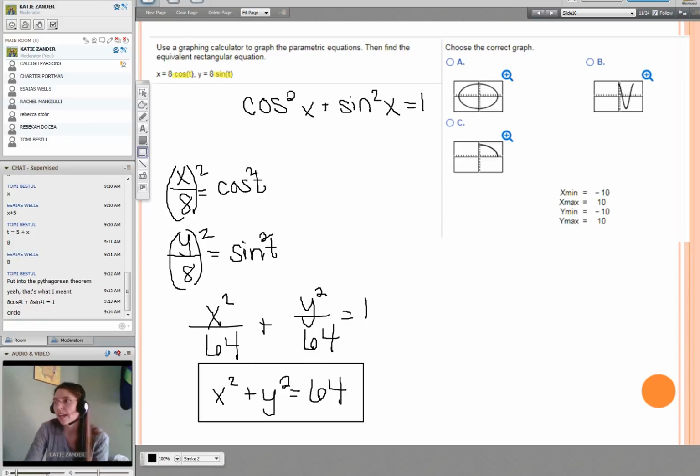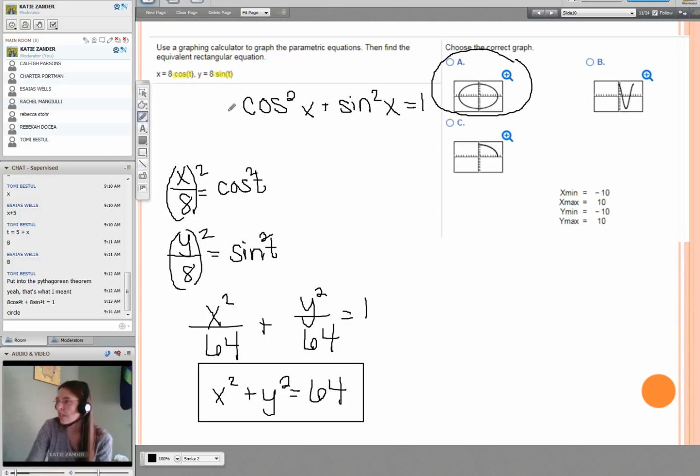It's a circle, right? So most of the time when we eliminate the parameter here, especially if you're just dividing by the same number, your graph's going to be a circle. This is going to be a circle with a radius of 8, right? So looking over here at my choices, it looks like A is going to be the correct graph for that circle.